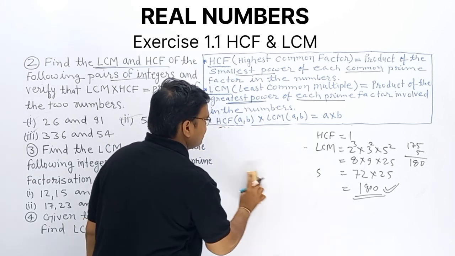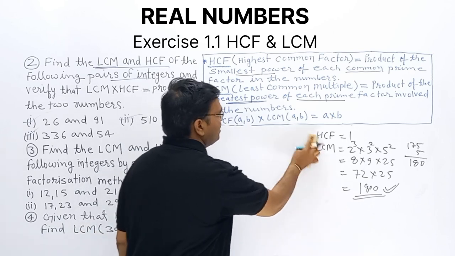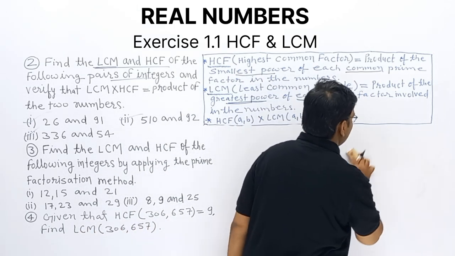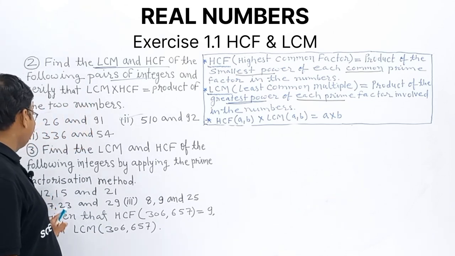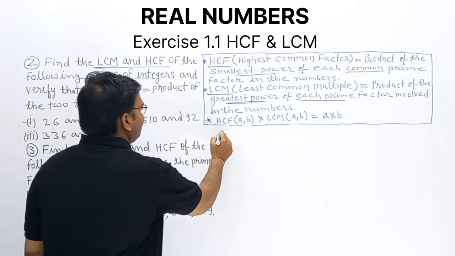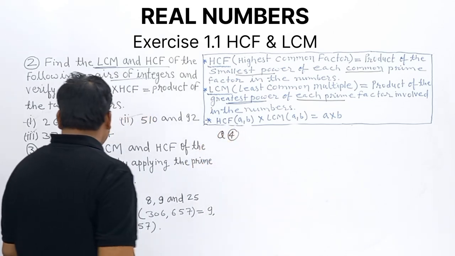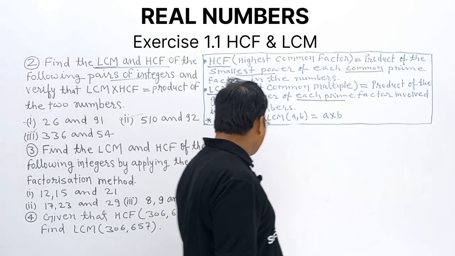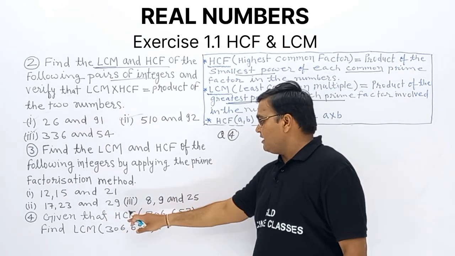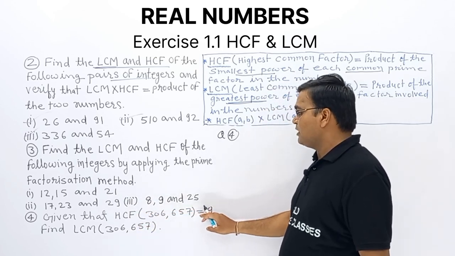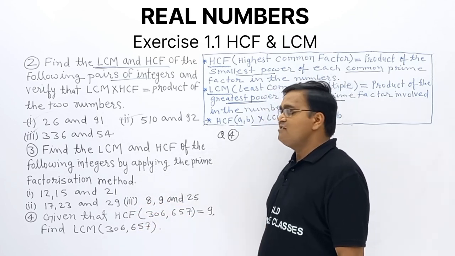And what about the next question? Next one is question number 4. And what about question number 4? Given that HCF of 2 numbers is equal to 9, find the LCM.